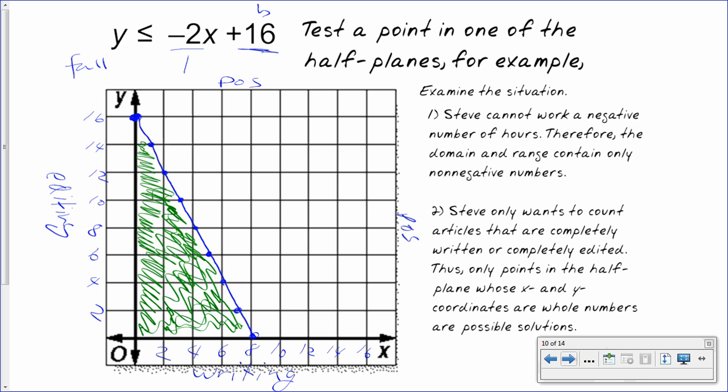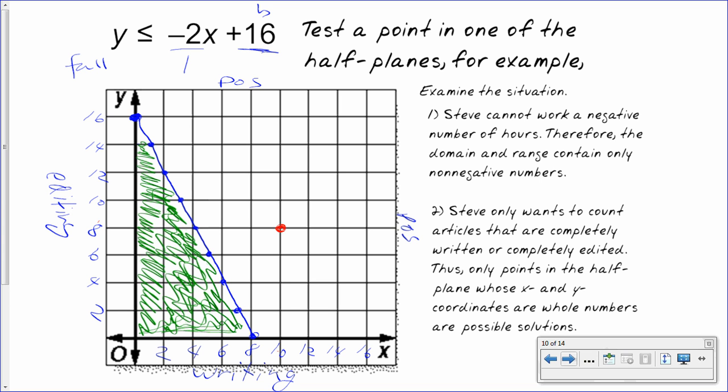Okay. So now, here's the question that they're gonna ask you. If he does both of these, what can he do? Can he write 10 hours and edit 8 hours? Can he do that? Tell me why. This doesn't lie in the shaded area, does it? So it's not possible for him to do that.